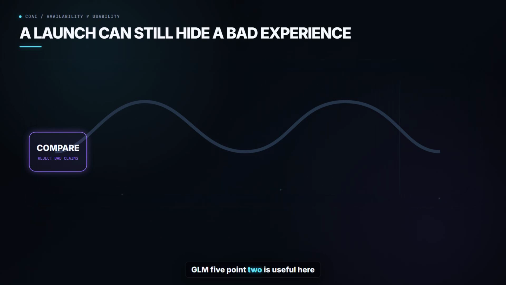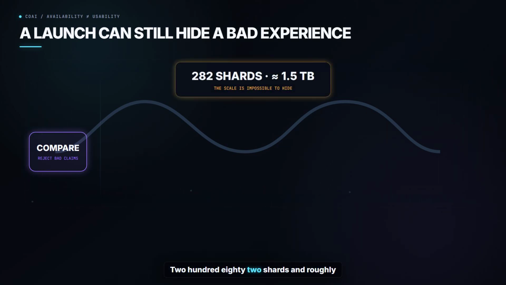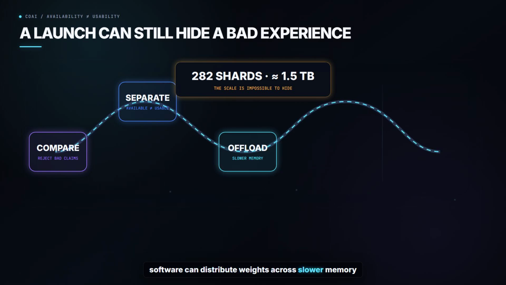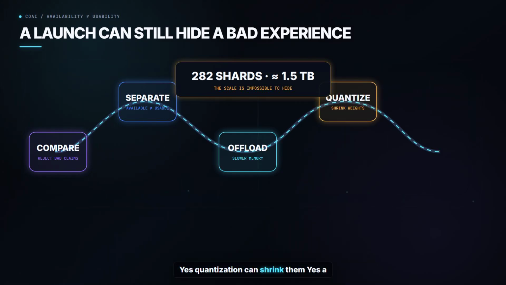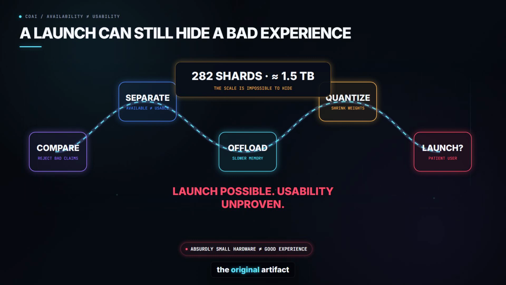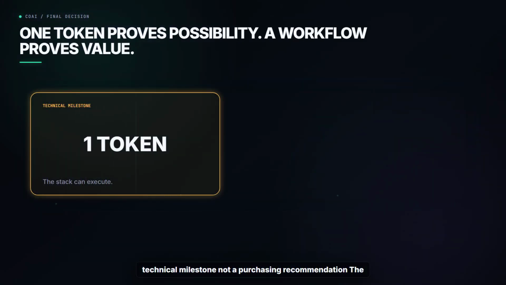GLM 5.2 is useful here because the scale is impossible to hide. 282 shards and roughly 1.5 terabytes force us to separate model availability from model usability. Yes, software can distribute weights across slower memory. Yes, quantization can shrink them. Yes, a sufficiently patient user may launch a model on hardware that looks absurdly small beside the original artifact. But "it produced a token" is a technical milestone, not a purchasing recommendation.